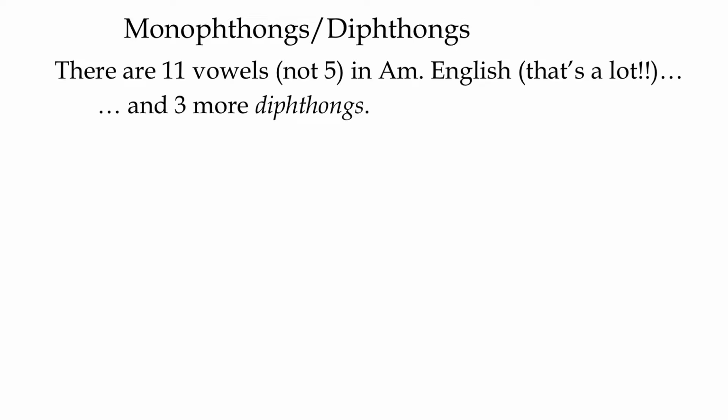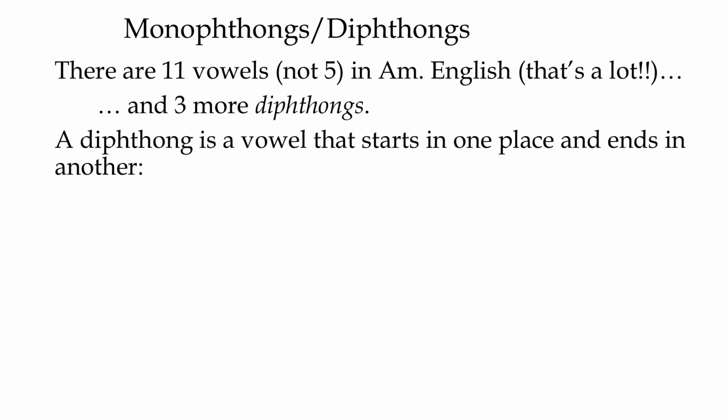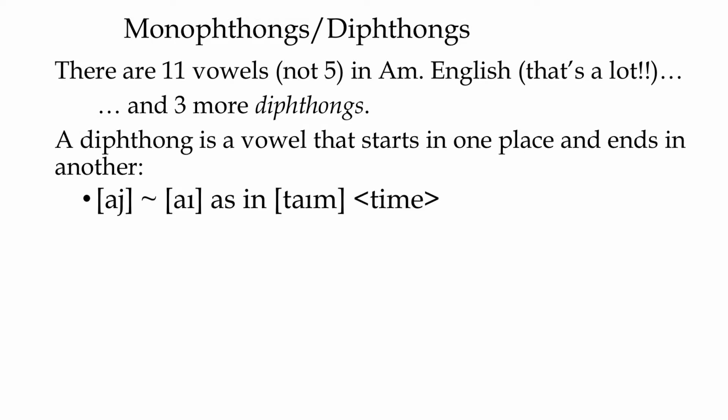And we also actually have even 3 more things which we would call vowel sounds. They may not be single vowels, but we have 3 more diphthongs. So English has 11 vowels and 3 diphthongs, American English. British English is a much more complicated picture. They have far more diphthongs than American English has. So a diphthong is simply a vowel that starts in one place in the mouth and ends up in another place in the mouth.